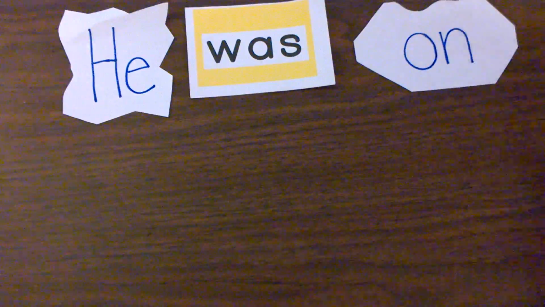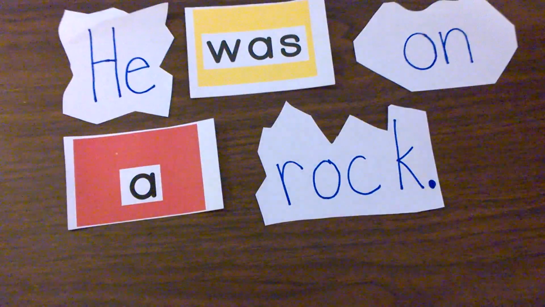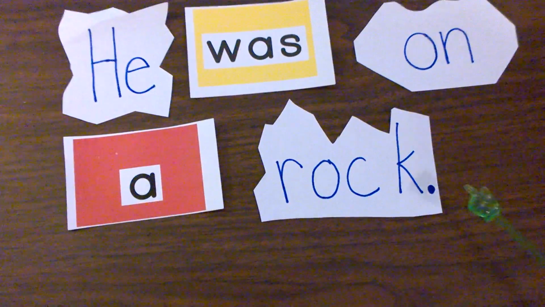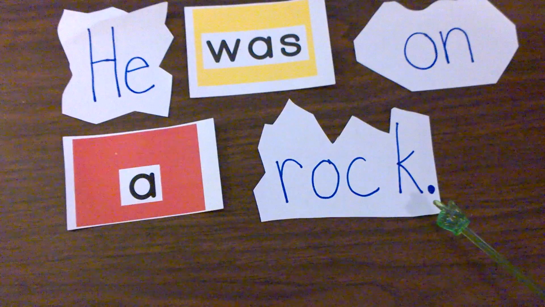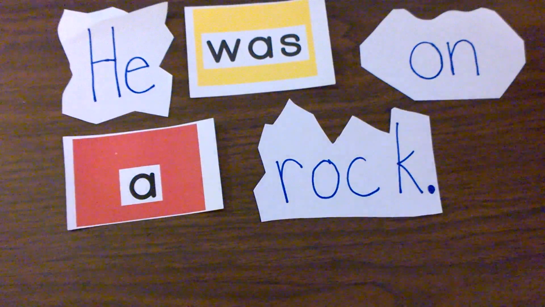Here's the sentence we'll read today. Here's our sight word he, but we have to make sure we use a capital H because this is the first word in a sentence. He was on a rock. We also have to make sure that we have punctuation at the end of our sentence, like a period, a question mark, or an exclamation point. In this case, since we're just making a statement, we use a period.